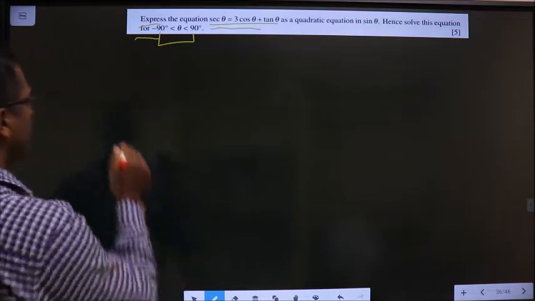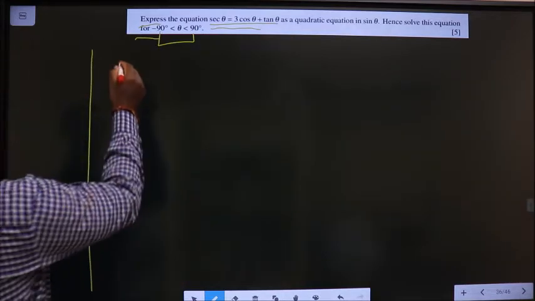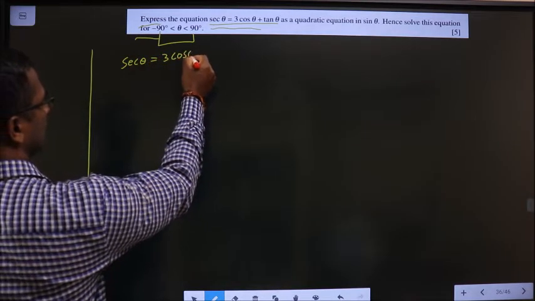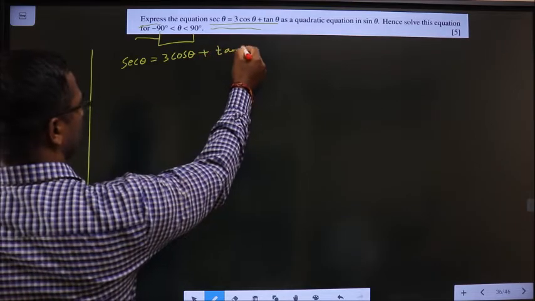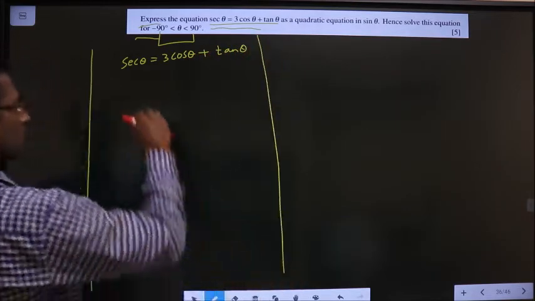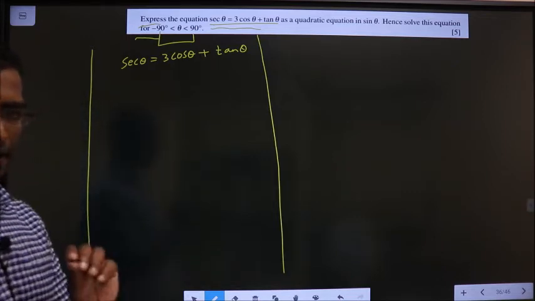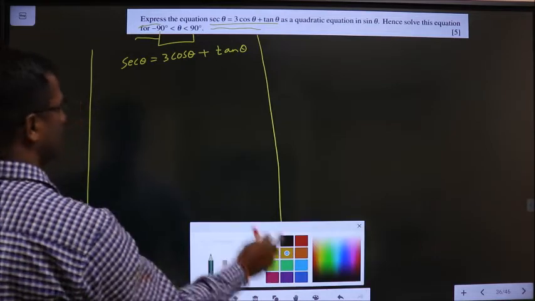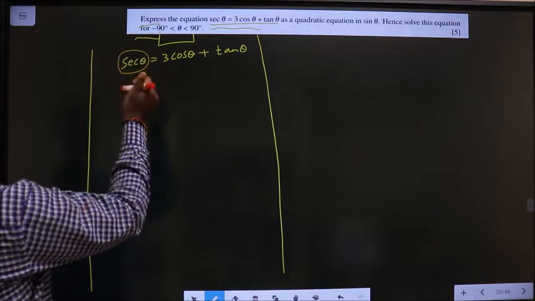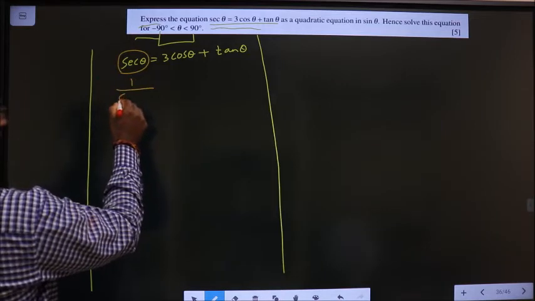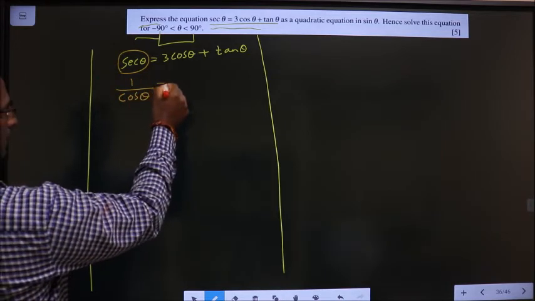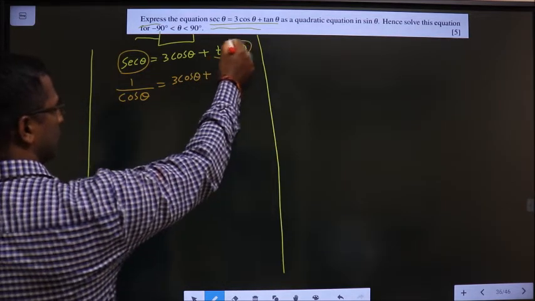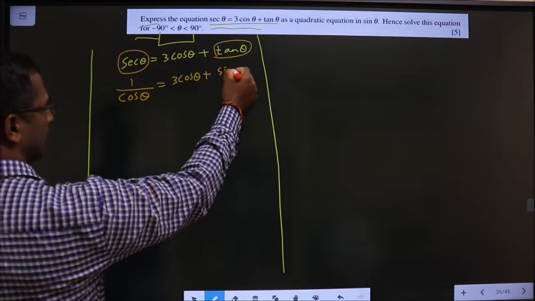Okay, now the given equation is secant theta equal to 3 cos theta plus tan theta. Now, how do I simplify this? Did you get any idea? The idea you should get is replace secant theta. Secant theta is nothing but reciprocal of cos theta. Okay. Now cos theta you can't change anything, so that will remain. Same to the tan. Tan is nothing but sin theta by cos theta.